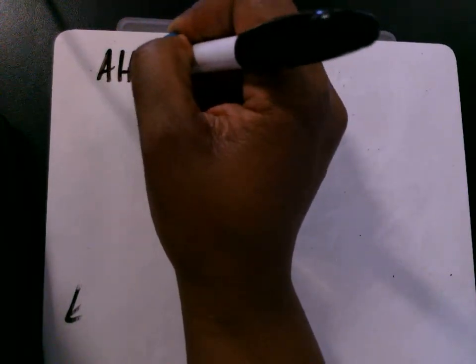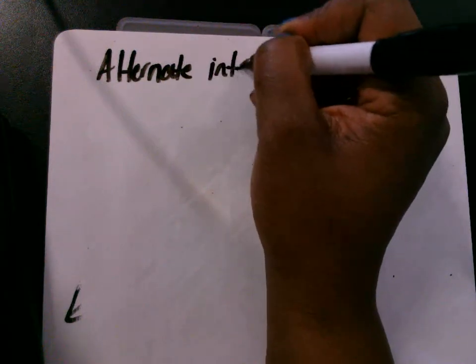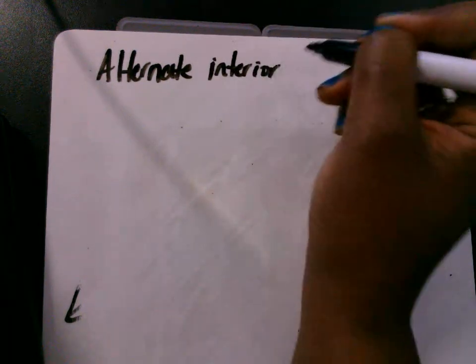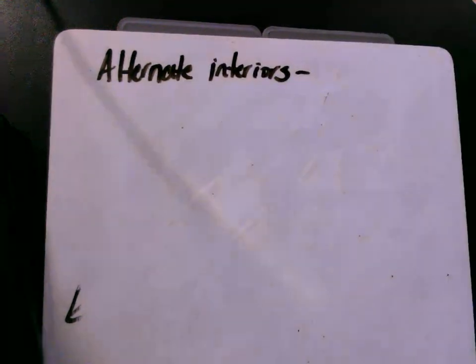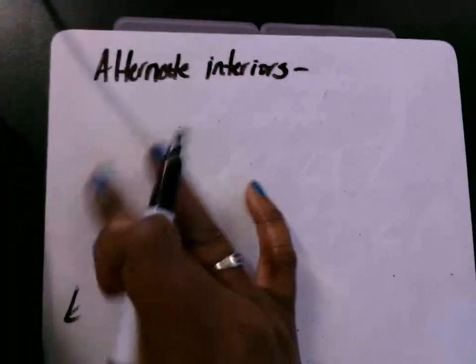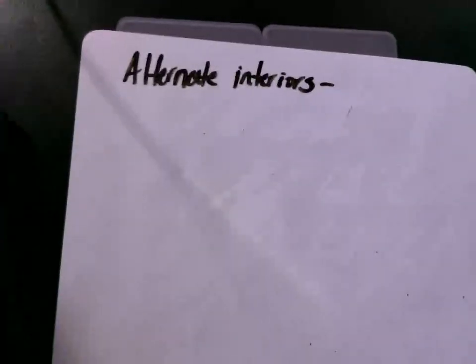Now let's do alternate interior. Alternate interior angles are going to be congruent. I'm going to give you that hint. They are going to be congruent. They're going to have the same measure. They're pairs of alternate interior angles. What's the definition for alternate interior angles?